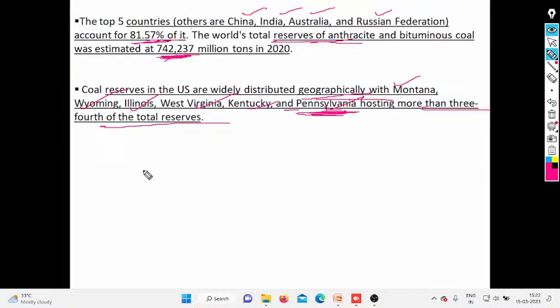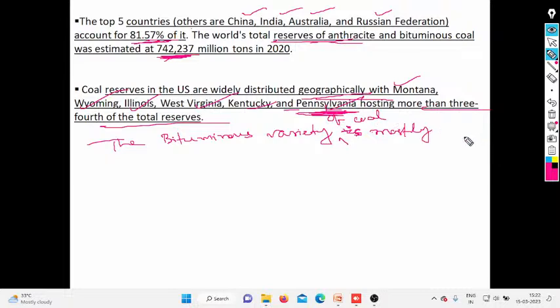It will be more clear. The bituminous variety of coal is mostly found in India.